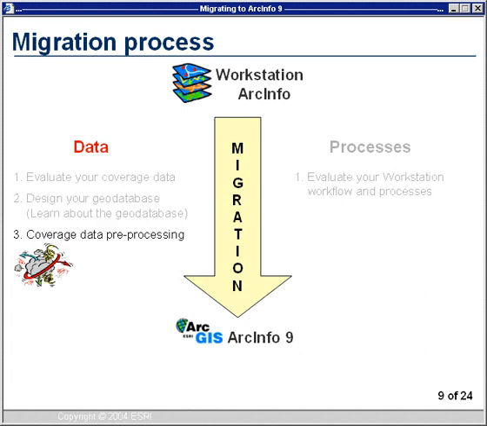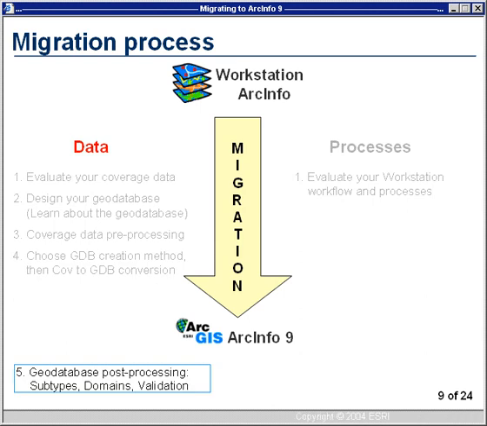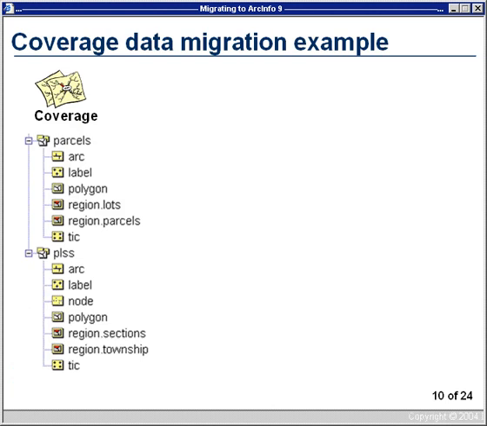You may also need to do a little coverage pre-processing before you start migrating, and you need to choose the appropriate creation method to convert from coverage to geodatabase when you're ready. After conversion, you now have potentially a geodatabase that you can start using. You may further refine that geodatabase by subtyping fields, by adding constraints via domains, or creating validation mechanisms such as a GeoDatabase topology. More about the topology in a later section. My next slide illustrates a typical coverage data migration process and example for you.